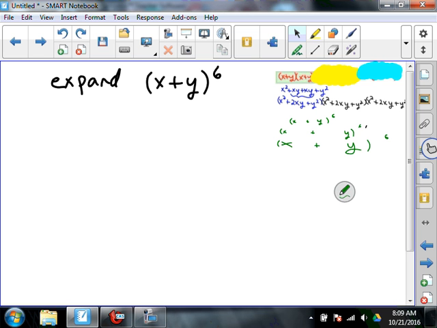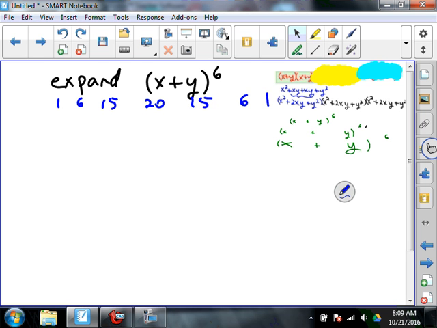And there's this weird looking triangle that has a row on it that goes 1, 6, 15, 20, 15, 6, and 1. And maybe that has something to do with this.